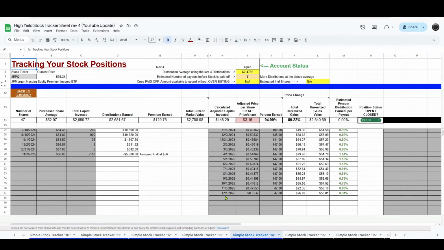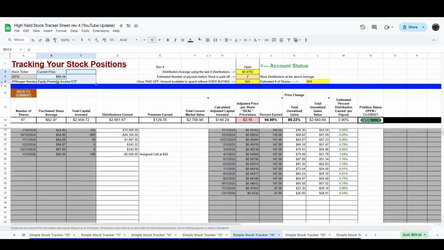And for JEPQ, this is a monthly payer, and we've already updated it for December. And that real price per share is still $3.16, and the current price being $59.34. Therefore, if I had to sell all 47 of my shares, I would make $2,600. And as you can see on JEPQ, if we keep an average of about 47 cents on those distributions, I should get JEPQ paid off in about 7 months. And that's months because JEPQ pays monthly. So 7 more distributions or 7 more months, and I should get JEPQ paid off.